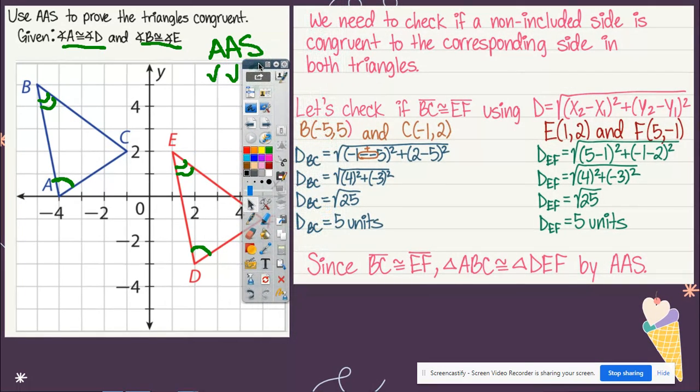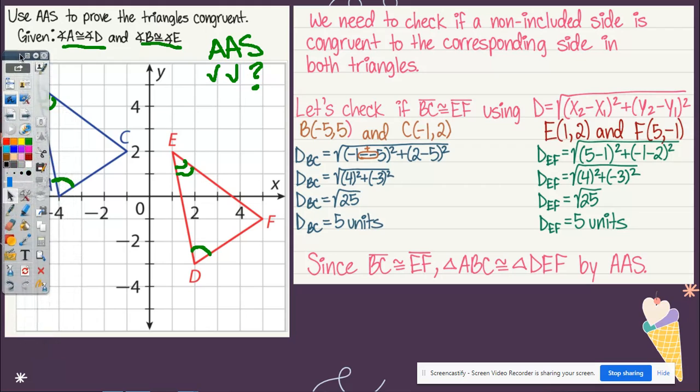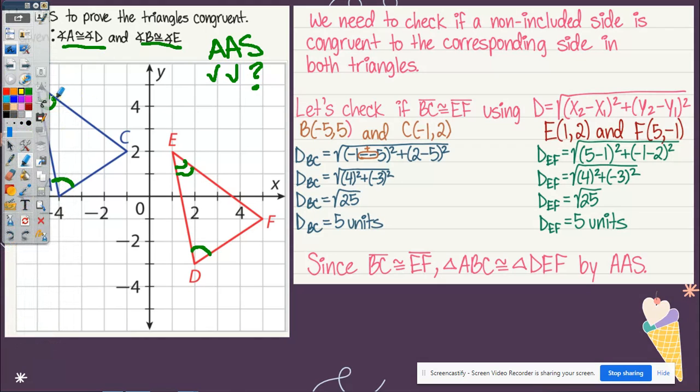So if you see what I wrote here, I decided to go for BC and EF. All right, so now let's talk about what I did. I am going to do the first one in black. We need to check if a non-included side is congruent to the corresponding side in both triangles, just as I mentioned. Let's check if BC, which I highlighted in yellow, is congruent to EF, which I also highlighted in yellow. So we're checking if these two are congruent using the distance formula.